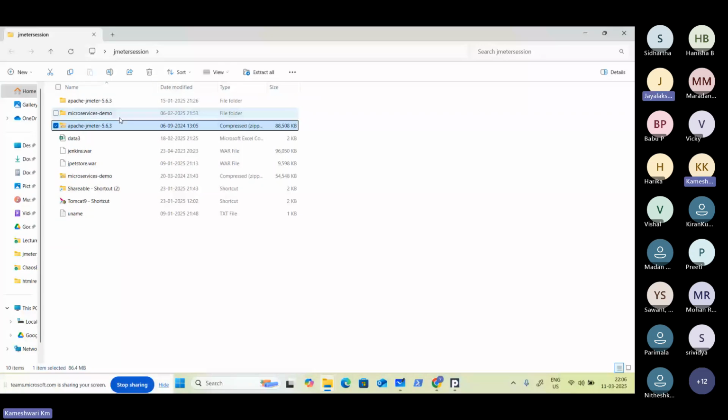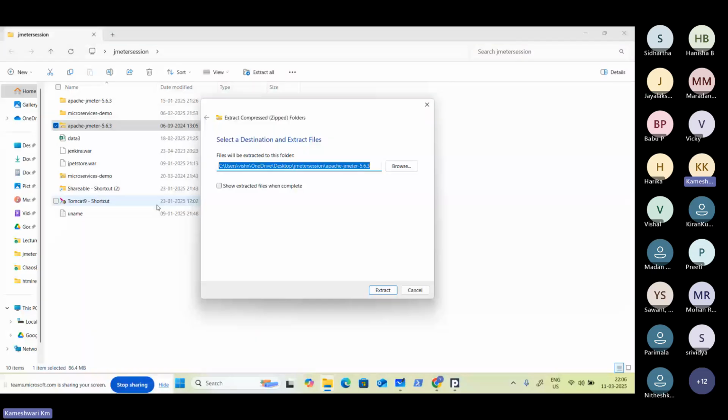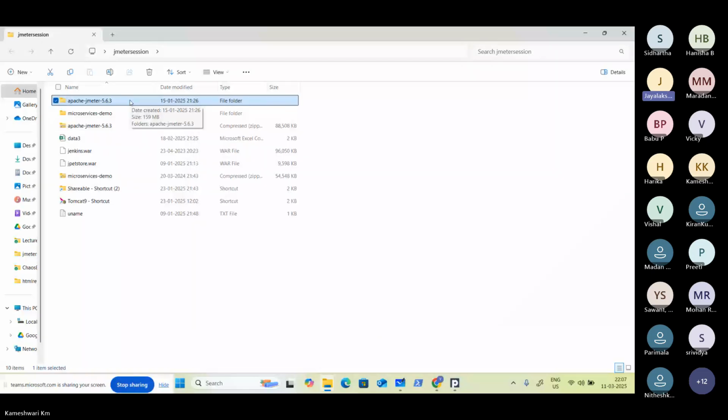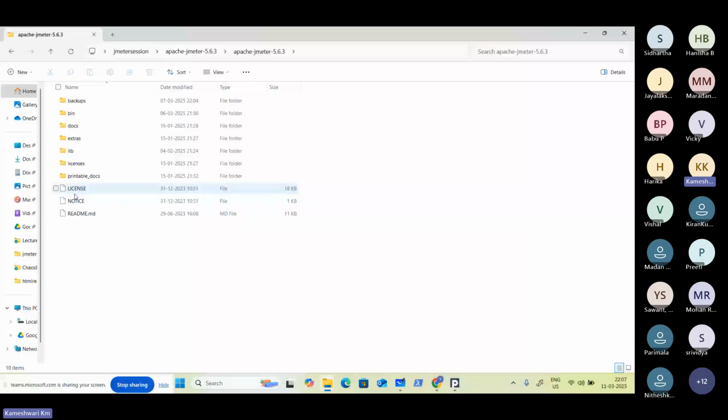So what you do is extract that file. Just right click, Extract All, and extract it. Once you extract, this folder will come. Go inside that folder. You will see all these directories: backups, bin, docs, extras, lib, licenses, and all those. Here, go inside bin.